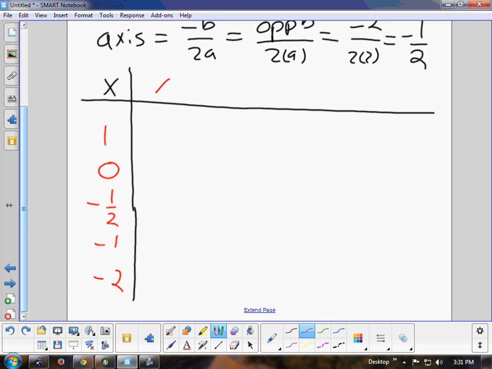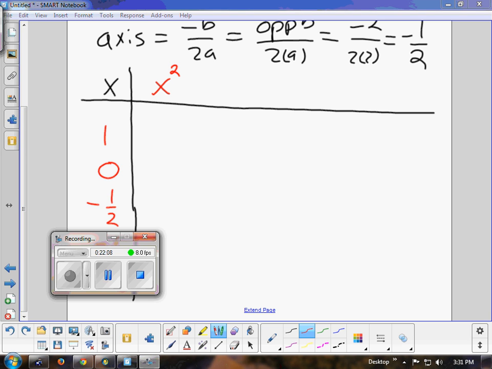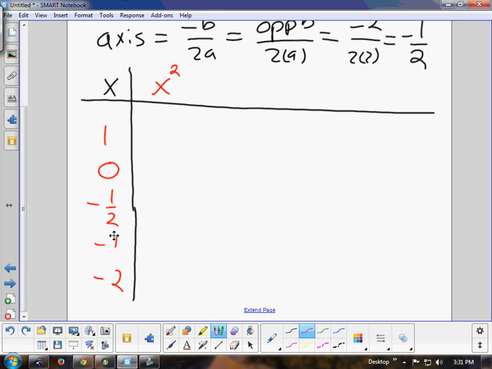We still want to square x. Okay, hold on one second. We have a question in the crowd. Okay, so we're using whole numbers here because the halves are hard to deal with. We probably won't even figure out what the vertex is. We're just going to have to guess or estimate where it is.